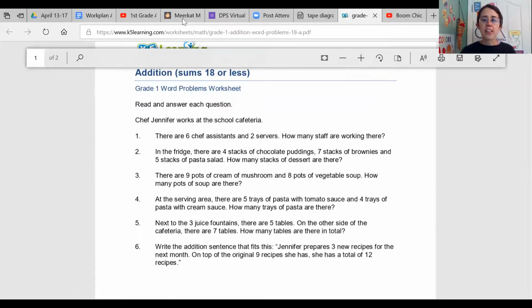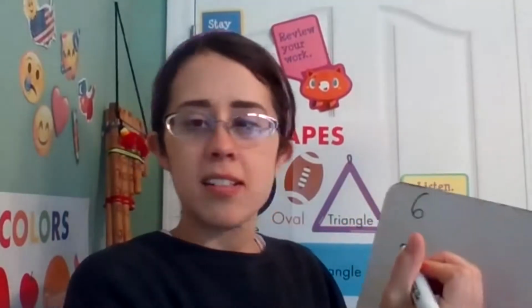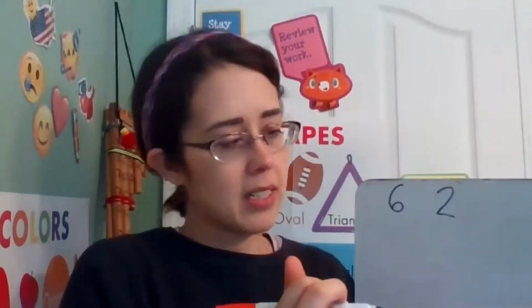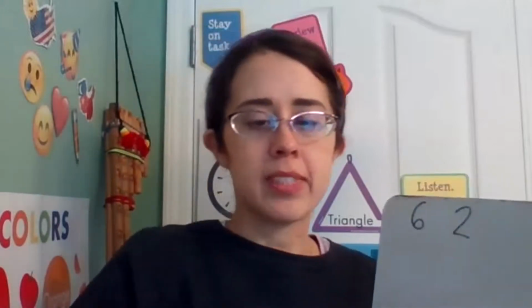Let's read number 1. There are 6 chef assistants and 2 servers. How many staff are working there? Oh, we should read the beginning, which says, Chef Jennifer works at the school cafeteria. So picture the school lunchroom in your brain, because making a mental picture really helps when solving word problems. The question is, how many are working in the lunchroom or in the cafeteria? So I know that they said we had 6 and 2. Question is, how many are working?